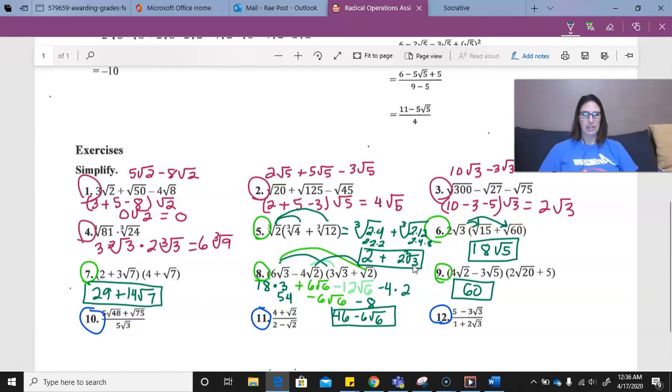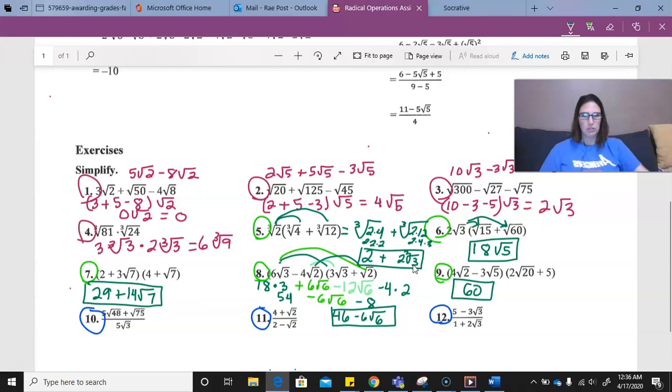You do the same thing with number 6. You should have gotten 18 times the square root of 5 for number 6. And then I did not show you number 7. That one was just foiling, and you should have gotten 29 plus 14 times the square root of 7. If you need help on that, you're welcome to ask me. I'll quickly show you number 8 though, because I did work that one out for you.